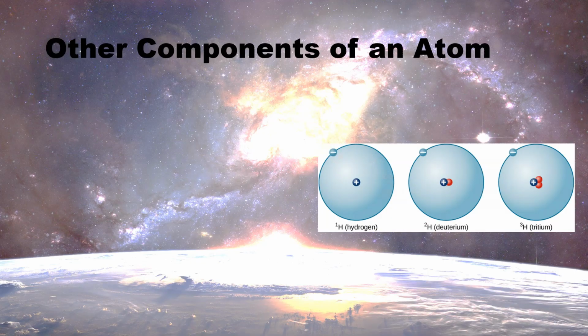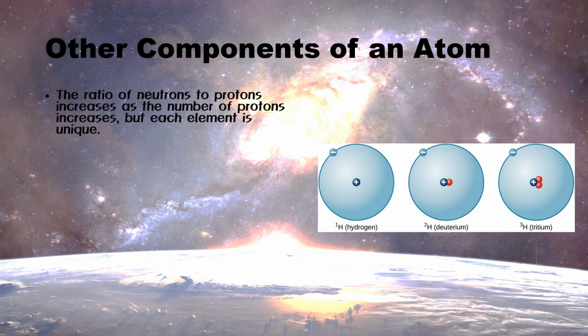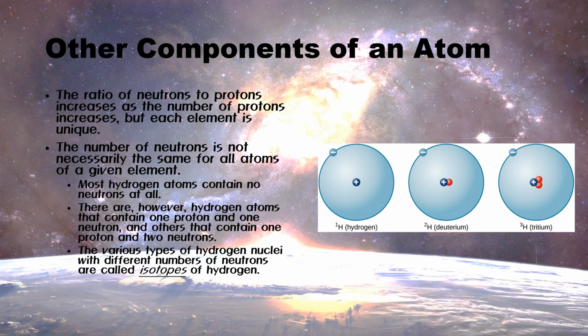So let's look at the other components that we can have in an atom. Now, the ratio of neutrons to protons increases as the number of protons increases, but each element is unique. The number of neutrons is not necessarily the same for all atoms of a given element either. In fact, most hydrogen atoms, as we already said, contain no neutrons at all. That's simply just a proton and an electron. There are, however, hydrogen atoms that contain 1 proton and 1 neutron. And there are others that actually contain 1 proton and 2 neutrons. All right, and these various types of hydrogen are what we call the isotopes of hydrogen.